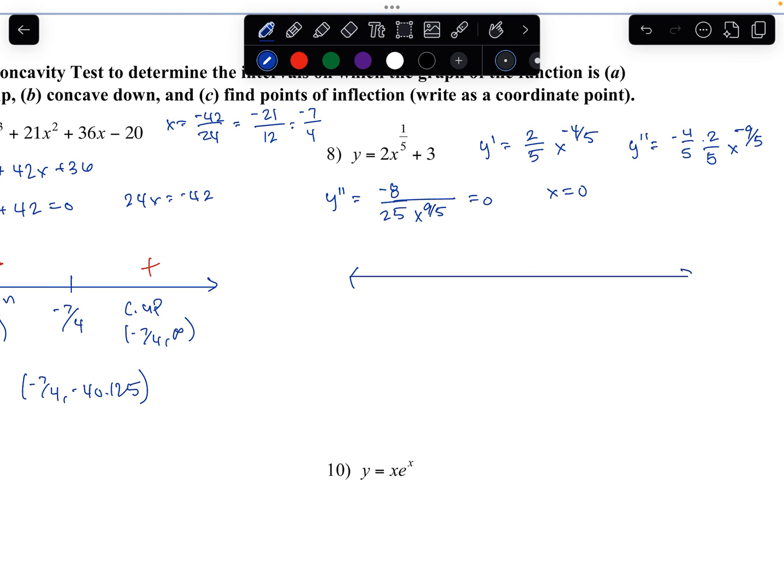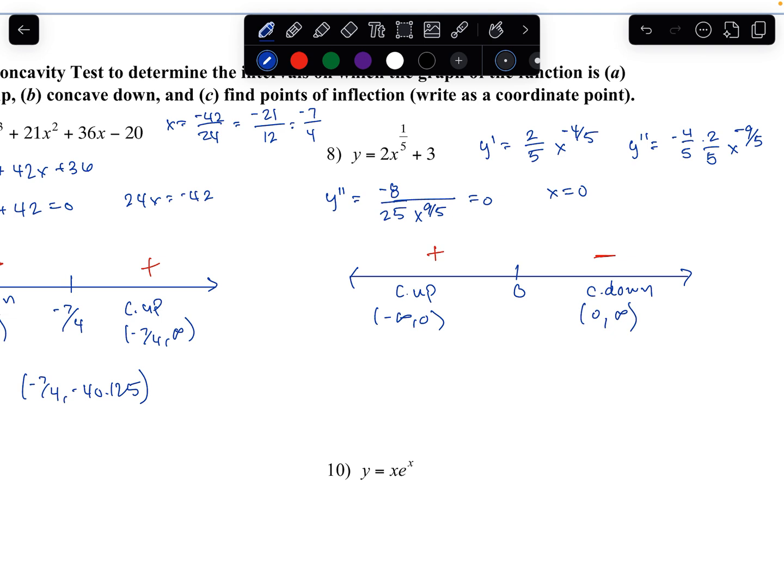So at x equals 0, if I plug in a positive number, this is always negative. So negative over a positive number is going to be negative. So f double prime is negative. If I plug in a negative number like negative 1, this is to the 9th power, which would still make it negative, and a 5th root, which would still make it negative. So negative over negative would then become positive. And so concave up is going to be from negative infinity to 0. Concave down is going to be from 0 to infinity.